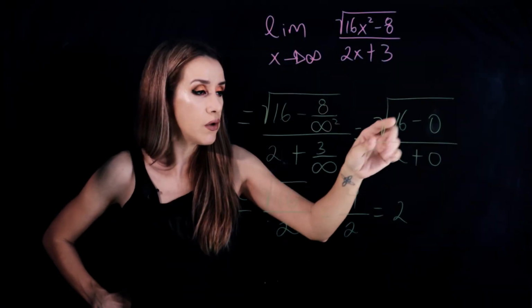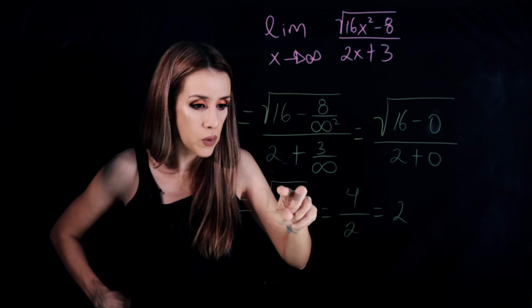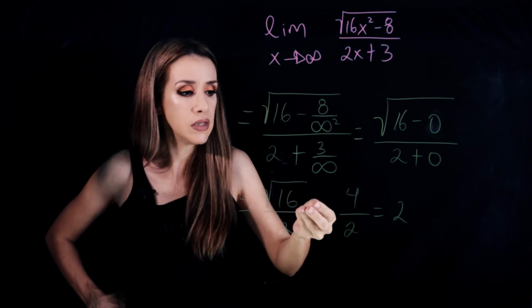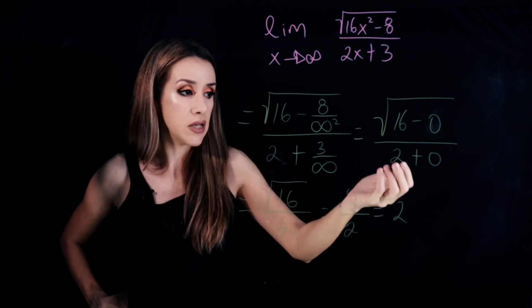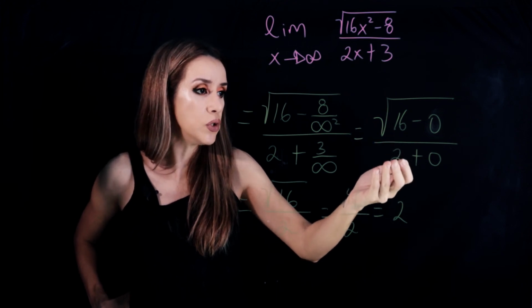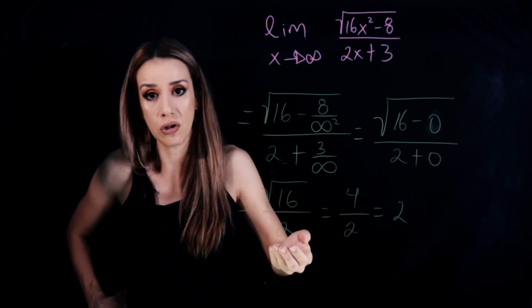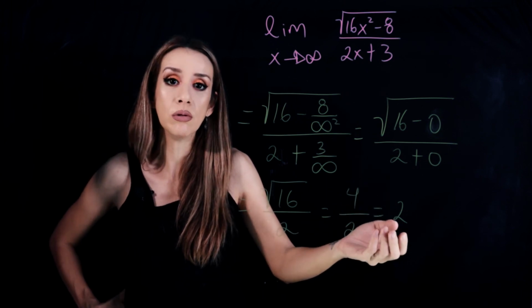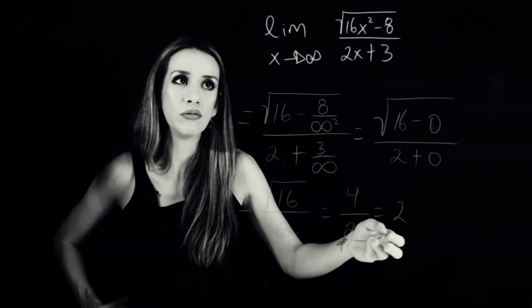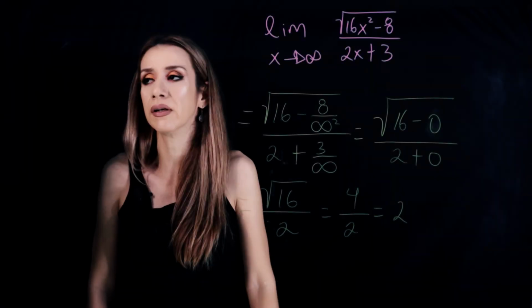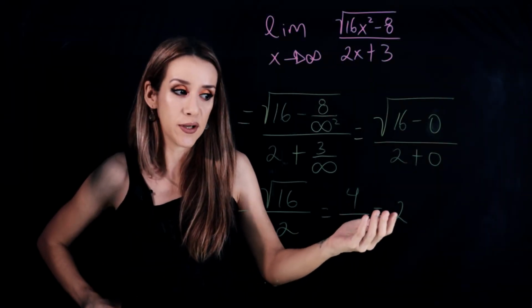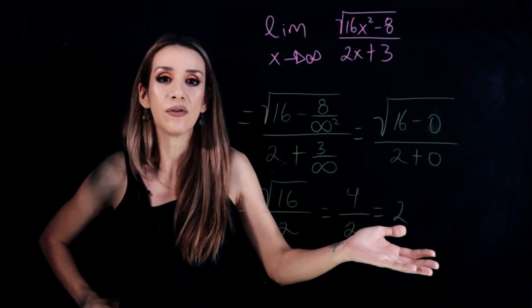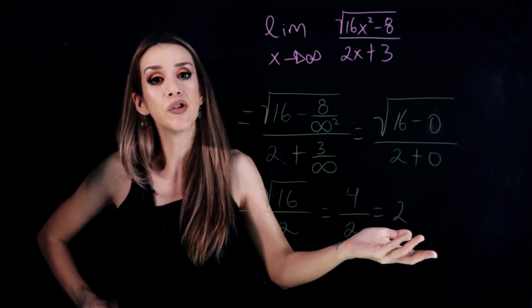Therefore, the result of this operation is just the square root of 16, which is the same as just 4. In the case of the denominator, we have 2 plus 0, that's just 2. And 4 divided by 2 is equal to 2. So the answer for this limit is 2.